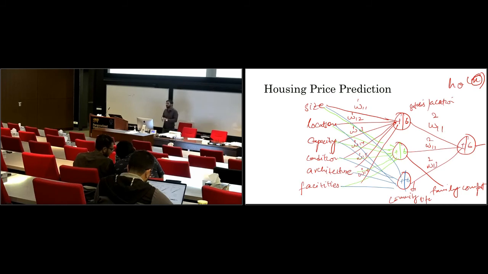Okay, so everybody understands what we are doing in neural networks. Basically we just have some inputs. We want to learn some complex non-linear combination of these inputs as our hypothesis function.